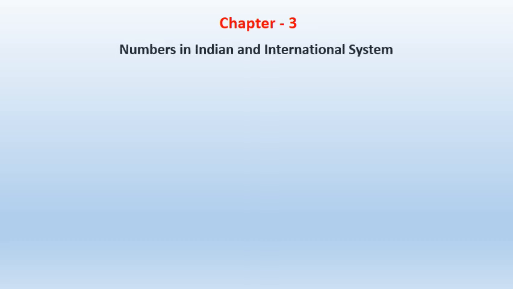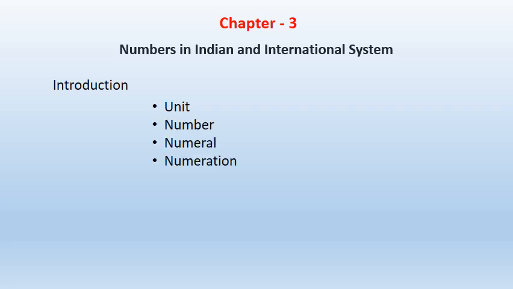Before learning the Indian and international system, let us recall some basic concepts. First one is unit, second number, third numeral and fourth is numeration. Okay students, what is unit? Here, unit means a single thing. Single thing means only one thing.